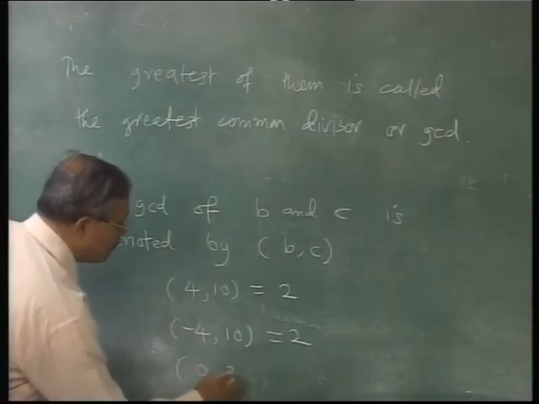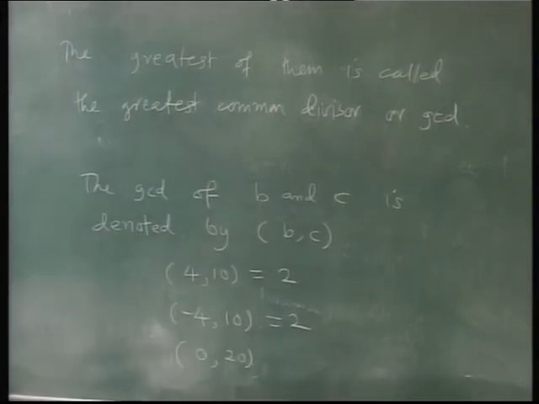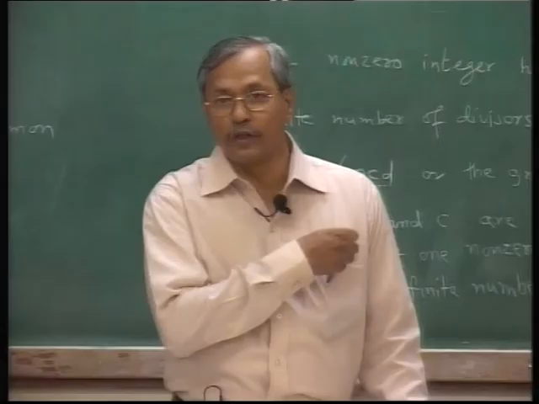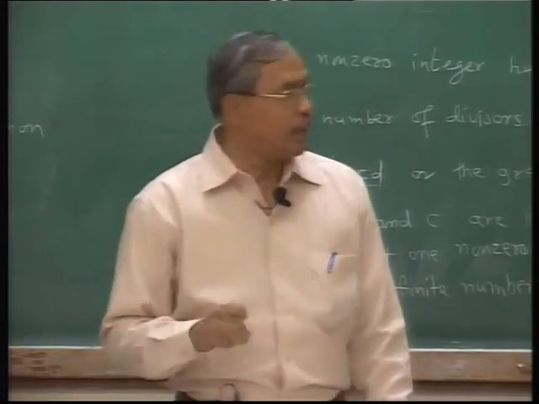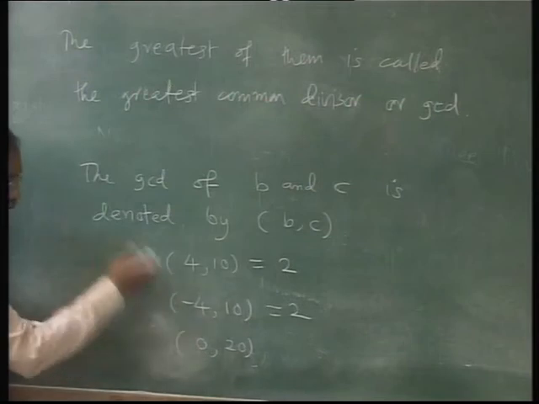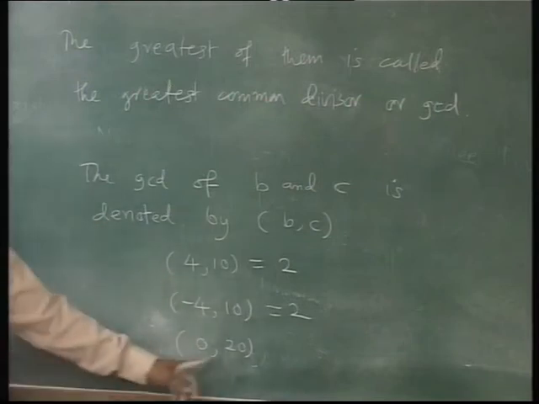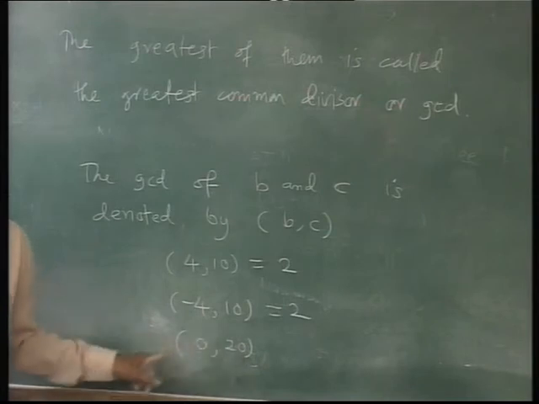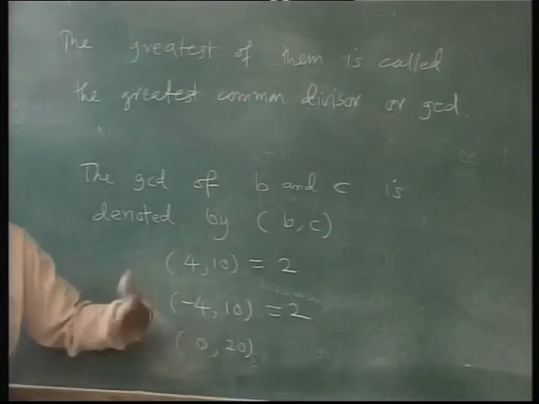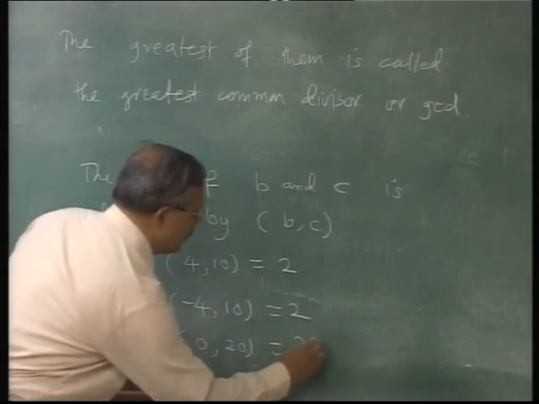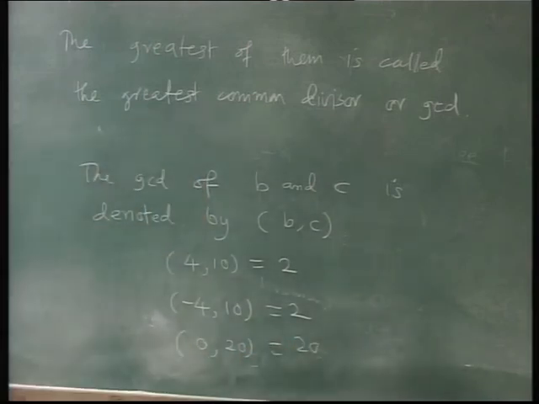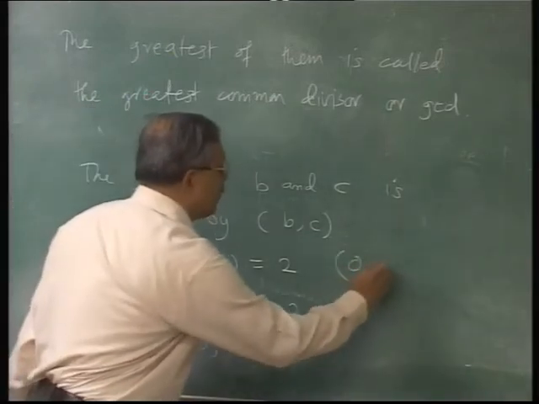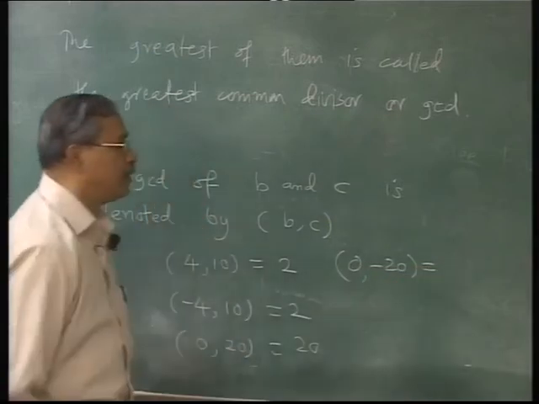What is the GCD of 0 and 20? One of the numbers is 0, the other is 20. Now, 0 is divisible by every non-zero integer, but 20 has only finitely many divisors. So a divisor of 20 will be a common divisor of these two. And the largest one is 20 itself, so the GCD of 0 and 20 is 20. What is the GCD of 0 and minus 20? That is again 20.